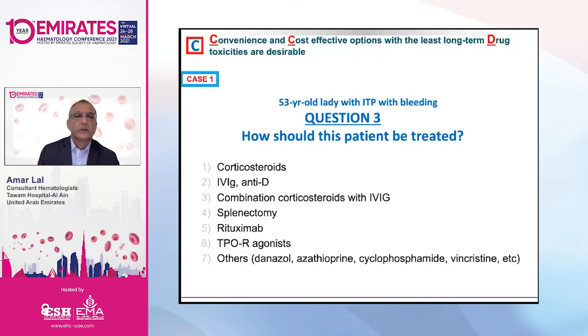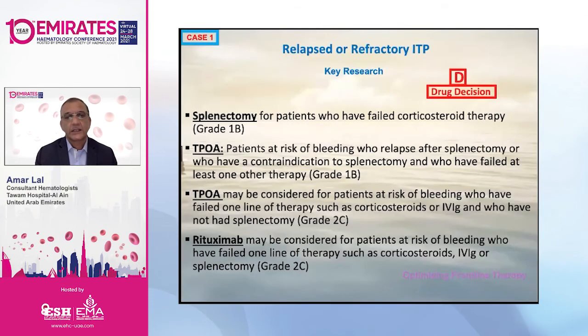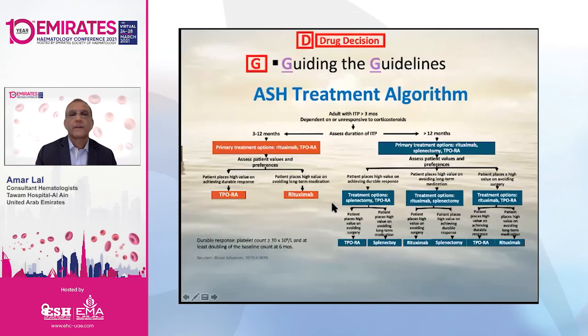So now, what is the option? There are 3 options: drug or surgery. What do the guidelines say? Drug decision: either you go for a splenectomy, or TPO agonists, or rituximab. Now, what is the algorithm for this patient? This patient actually falls in this group. She places a high value on avoiding surgery, so she wants either TPO or rituximab.